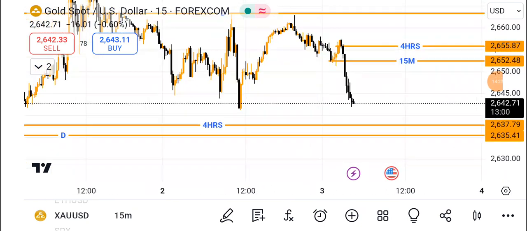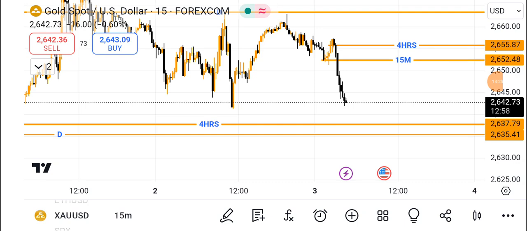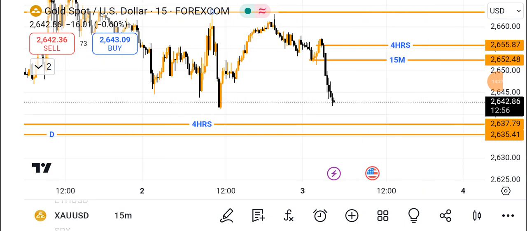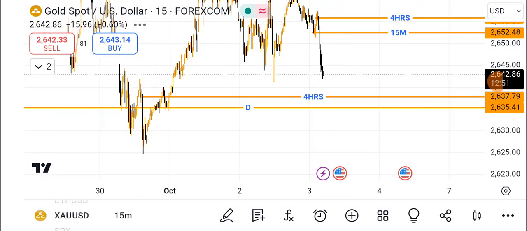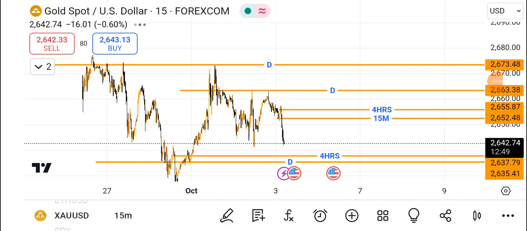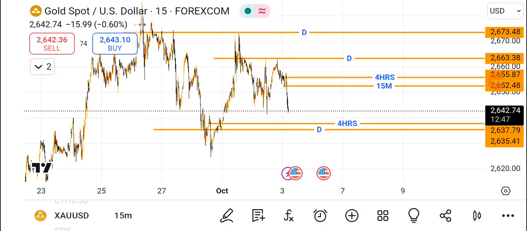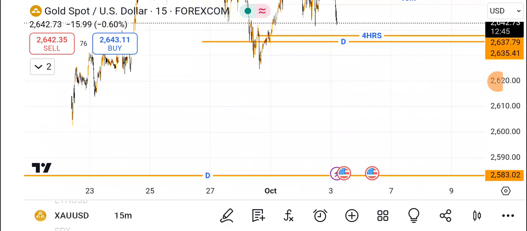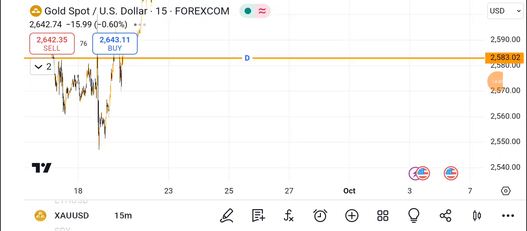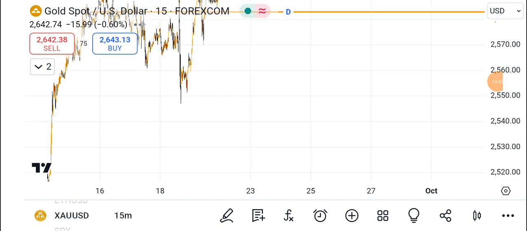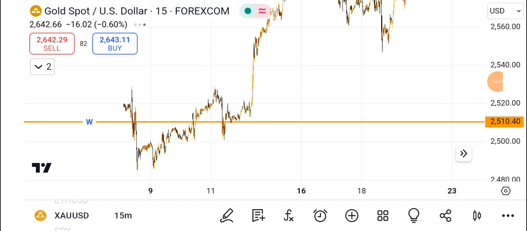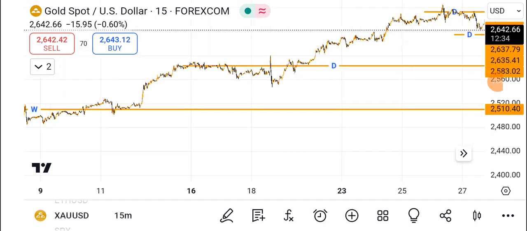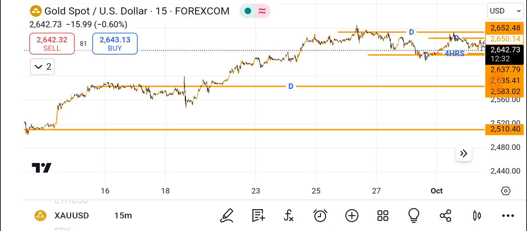If price should break below this, we should drop down to 4 hour. From 4 hour we drop down to daily. From daily, like that, we just keep dropping. So you see how the zones are being marked out, and the overall daily is here, weekly is also lower. There is a weekly zone we are looking out for, which is this weekly. So this is just how it's being marked out. You see how it's zone to zone.